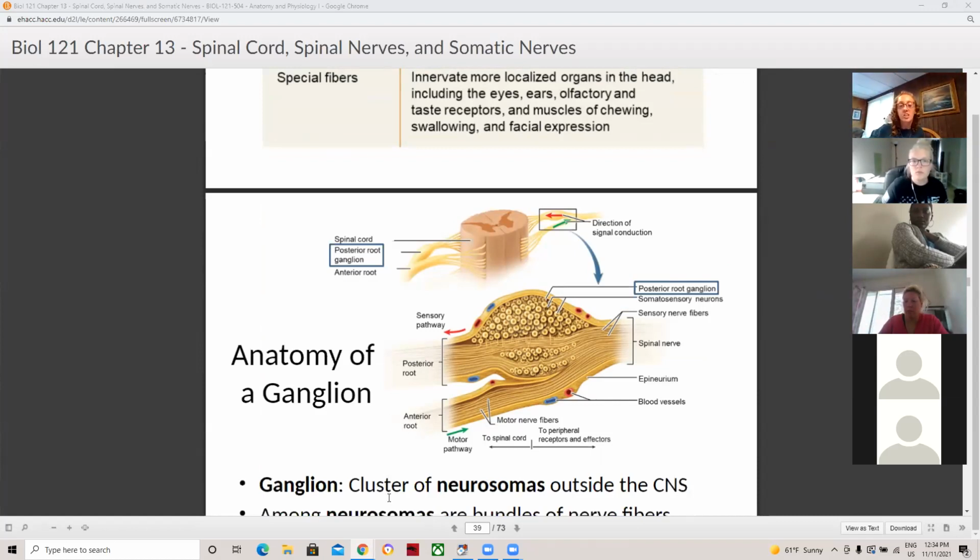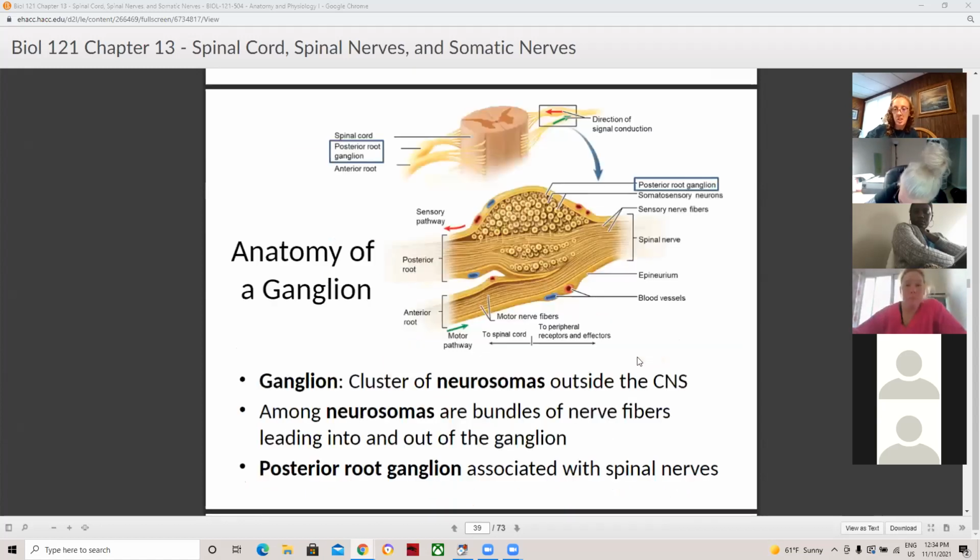A ganglion is a cluster of neurosomes, remember, that's also cell bodies of neurons outside of the central nervous system. Among these clusters are bundles of nerve fibers that lead into and out of a ganglion. The posterior root ganglion is the one that we think of most right now, and that is also the dorsal root ganglion.